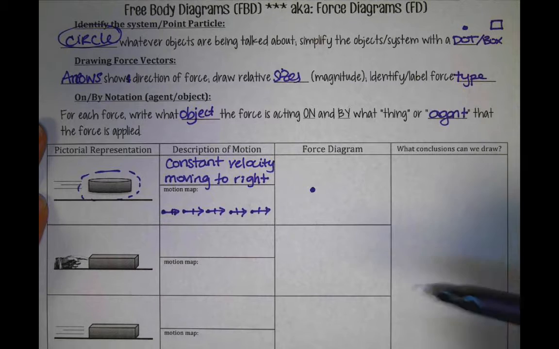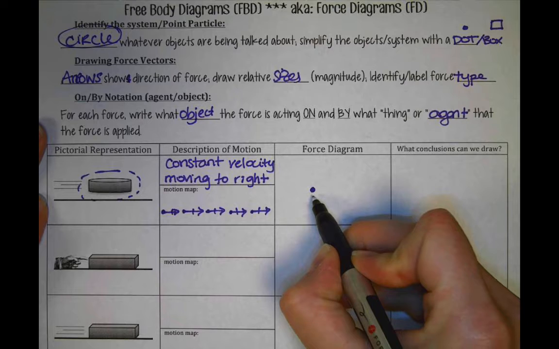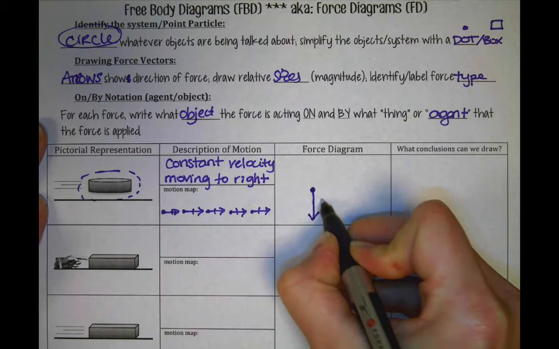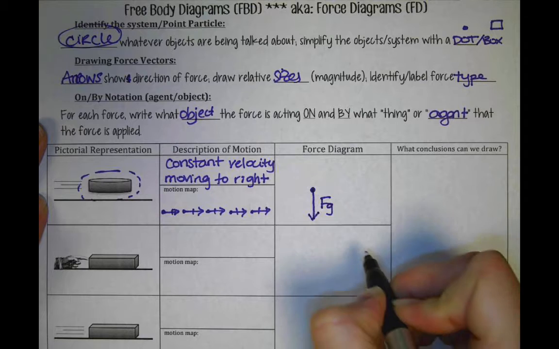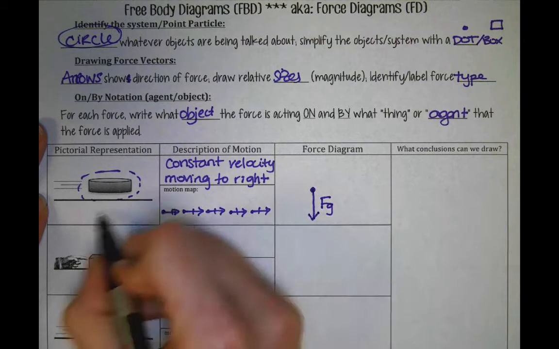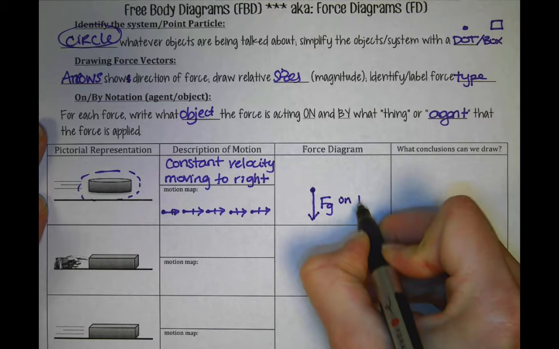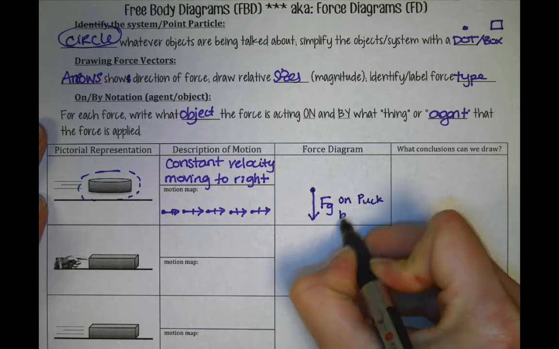Okay, to go over the force diagram, I usually like to go through the forces and say to myself, well, which ones do I have? First one I always like to look at, assuming we're on Earth, is the force of gravity. So I'll label that Fg. Straight down because the center of the Earth is assumed to be straight down from us. And this one is on the puck by Earth.